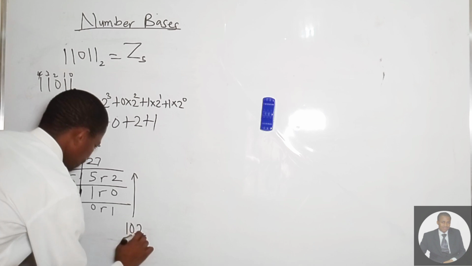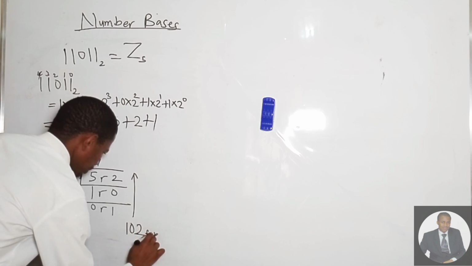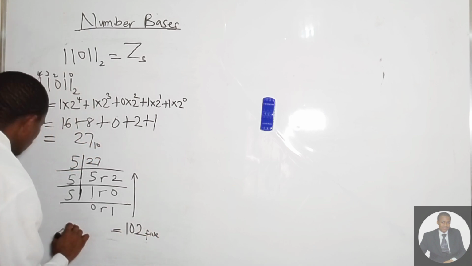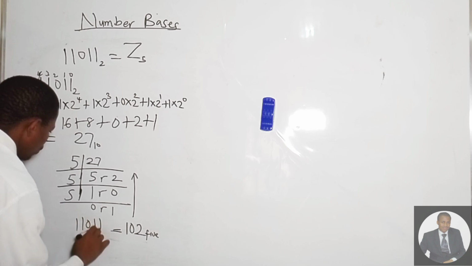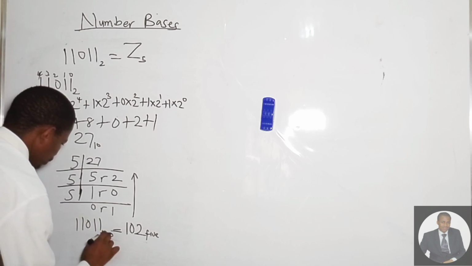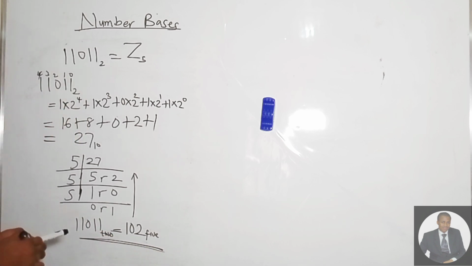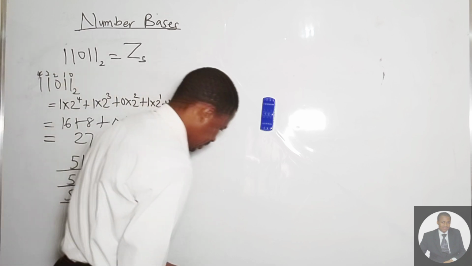102 base 5 is the same thing as saying 11011 base 2. This becomes our answer here.